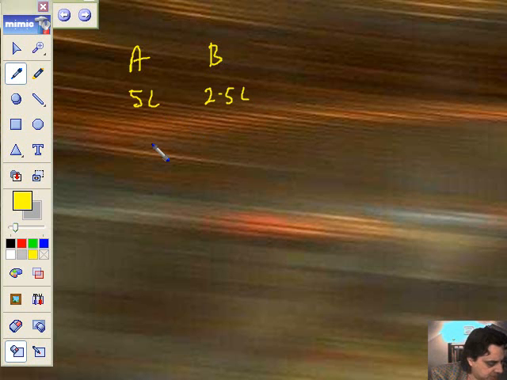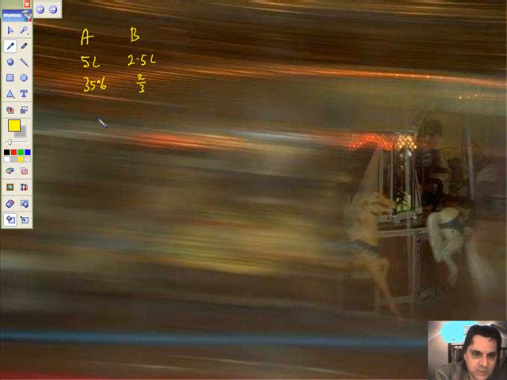And I'm told that tin A is 35% full and tin B is 2/3 full. And the question is, which tin contains more paint? You must show your working. Alright, so 35% full. In other words, 35%. Let's go for multipliers quickly.